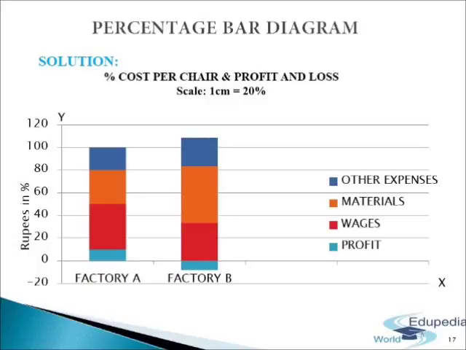As you can see in the particular diagrams, different expenses and profit and loss is shown with the help of different colors. Factory A is in profit as we have calculated in the table, and factory B is in loss. This is how we will plot the diagram and will make a percentage bar diagram.